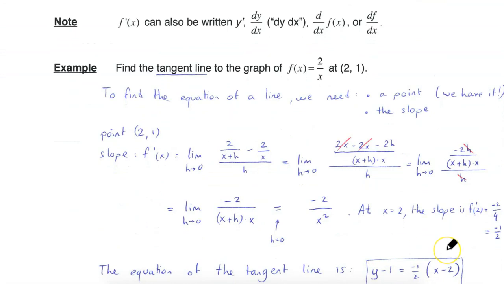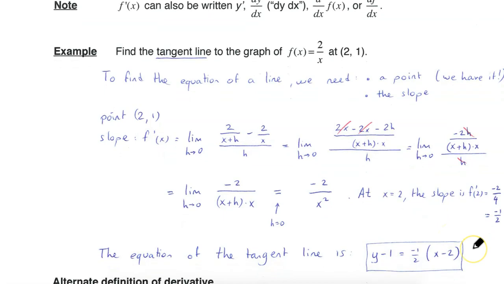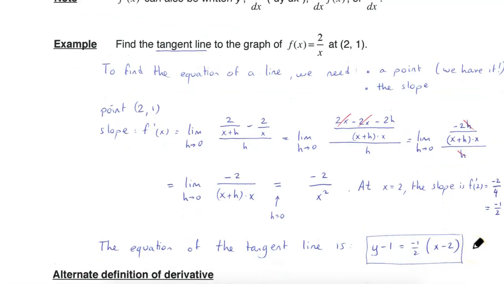There's a variety of ways we can write the derivative: f prime, y prime, dy dx, d/dx of f of x, df dx. So a little application here, which will bring up the second important concept that we take from Algebra 1 and use a lot in AP Calculus. Find the tangent line to the graph of f of x equals 2 over x at the point (2, 1).